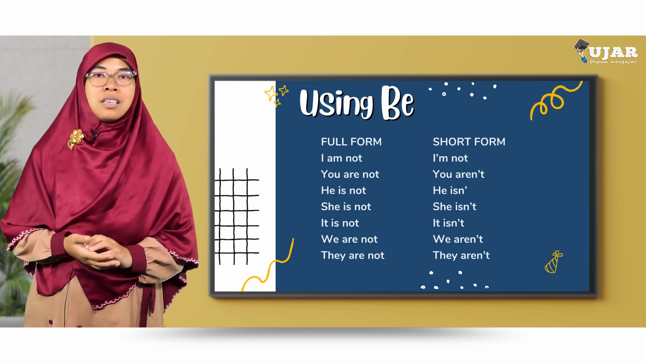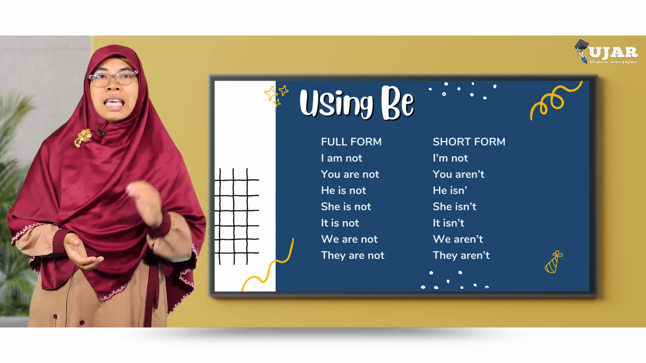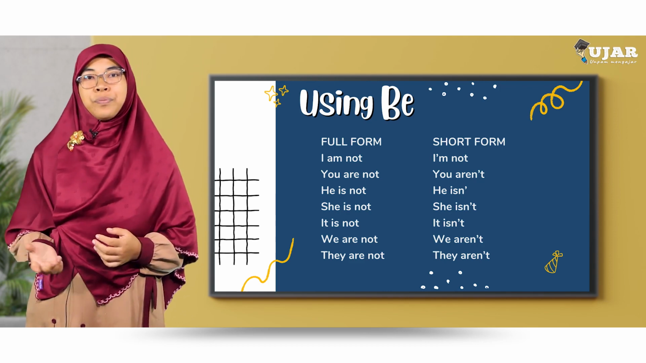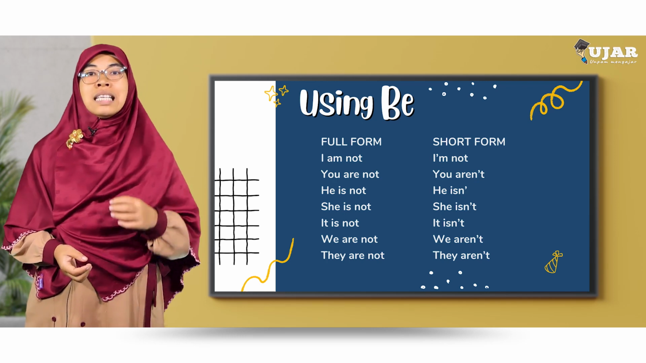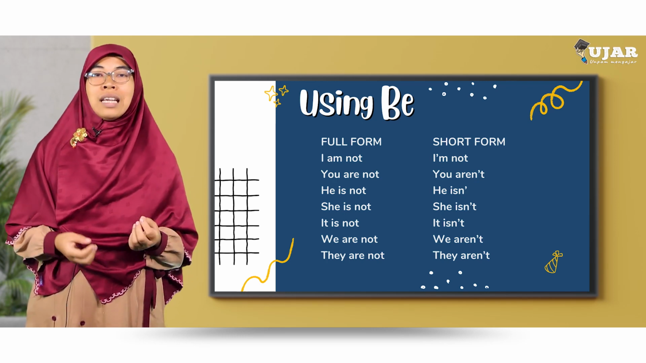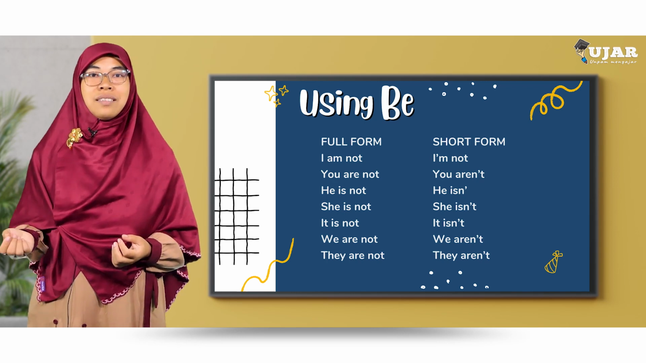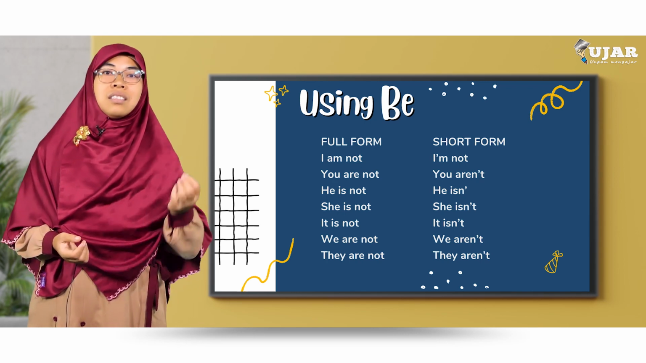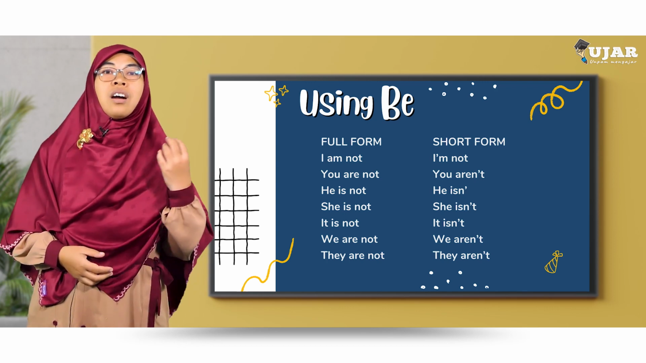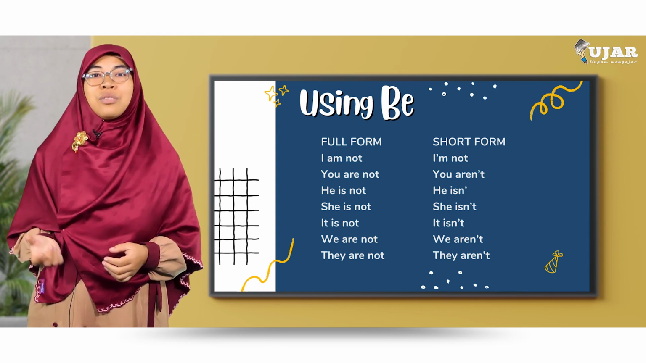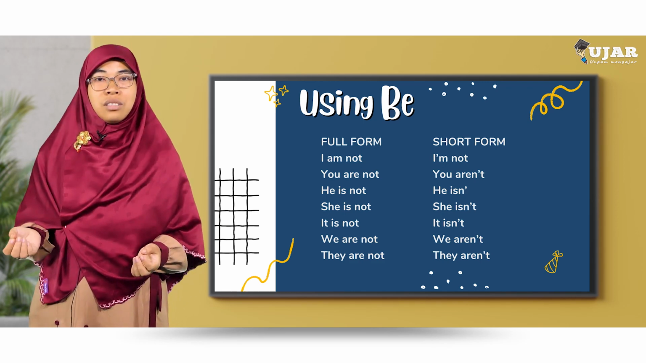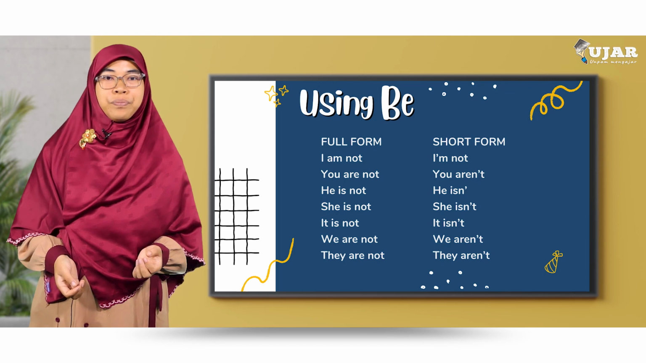I'm not a student. He isn't or he's not a student. She isn't or she's not a student. It isn't or it's not a country. We aren't or we're not students. You aren't or you're not students. They aren't or they're not students.